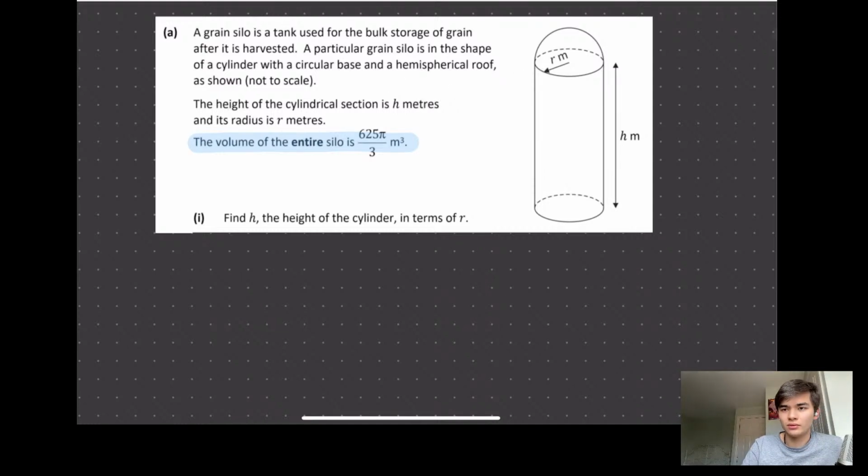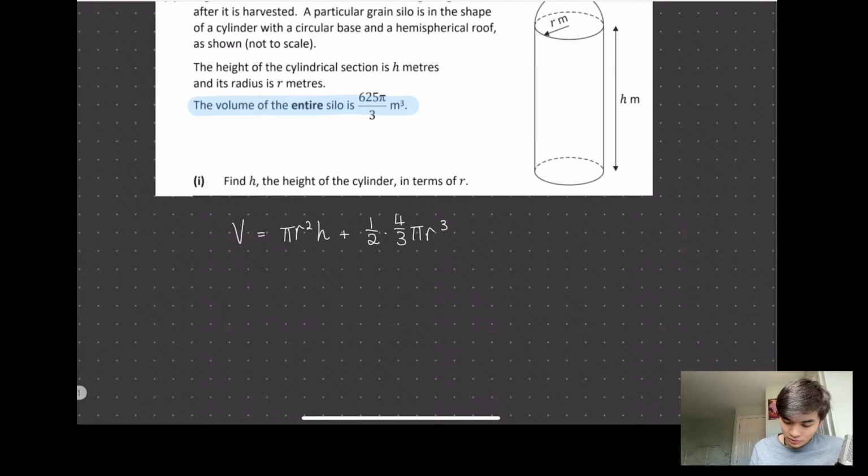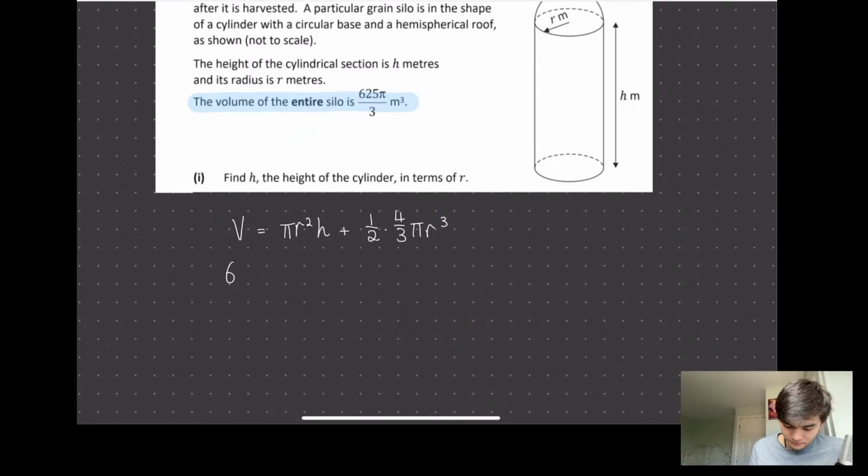So if we just work that one out, we know that the cylinder is pi r squared multiplied by the height, plus half, and then we know it's 4 over 3 pi r cubed. Okay, we can simplify this, and now we can set it equal to the 625 pi over 3. And that's nice. With these questions, with the 3D shapes, you'll often find that pi's cancel on both sides. That's really nice and useful, because you know you're kind of on the right track.